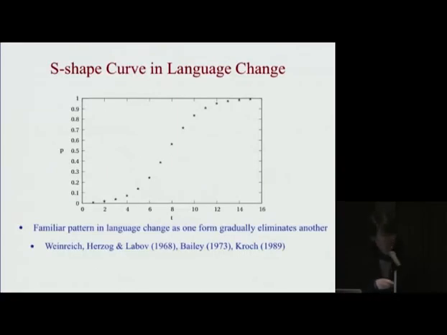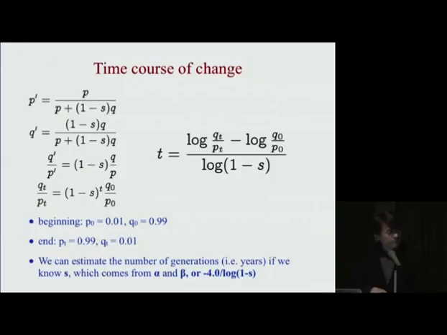If we plot this out, of course, you get this S-shaped curve, and that's not surprising because we saw the same S-shaped curve in natural selection. Of course, this is something that's observed over and over in the study of historical linguistics. And you can go a little deeper. You can actually estimate how many generations it takes for some change to go from very few in the environment to completion. I won't dwell on the algebra here. This is actually quite straightforward.